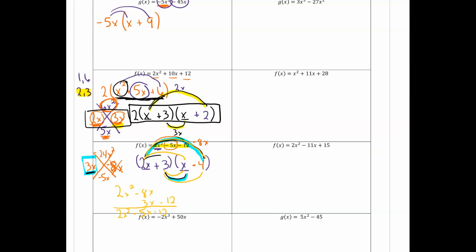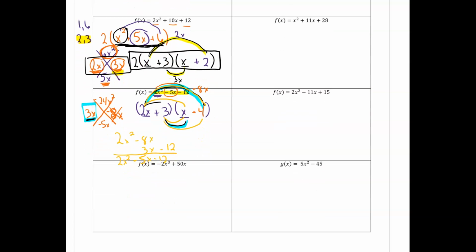Okay, so anyway, I would suggest you pause and you do the problem on the right, and then the last two.